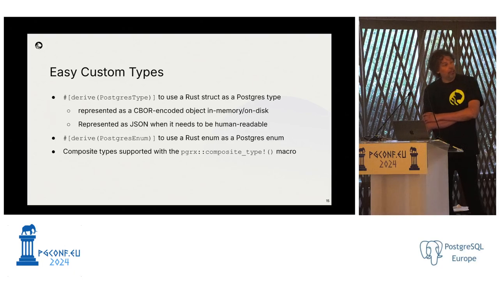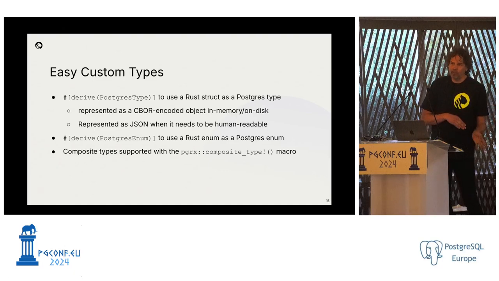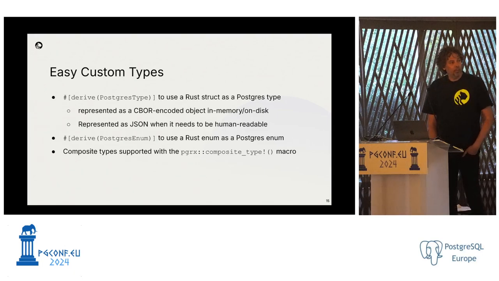You can create custom types. So you can even create custom types from things that aren't really something Postgres would know about. So I can take a Rust struct, which has a whole bunch of things in it. I can say, I want to use this in Postgres. It will serialize that down to CBOR, which is like a compressed JSON-esque kind of thing. It'll store that on disk, and when I read it back, it'll appear as JSON. It does all that transparently. So I don't actually need to go and make types for things manually. It just does it for me. If I want to have a Postgres enum, I can translate backwards and forwards between Rust enums, which is really great. And I can make composite types if I really want to.